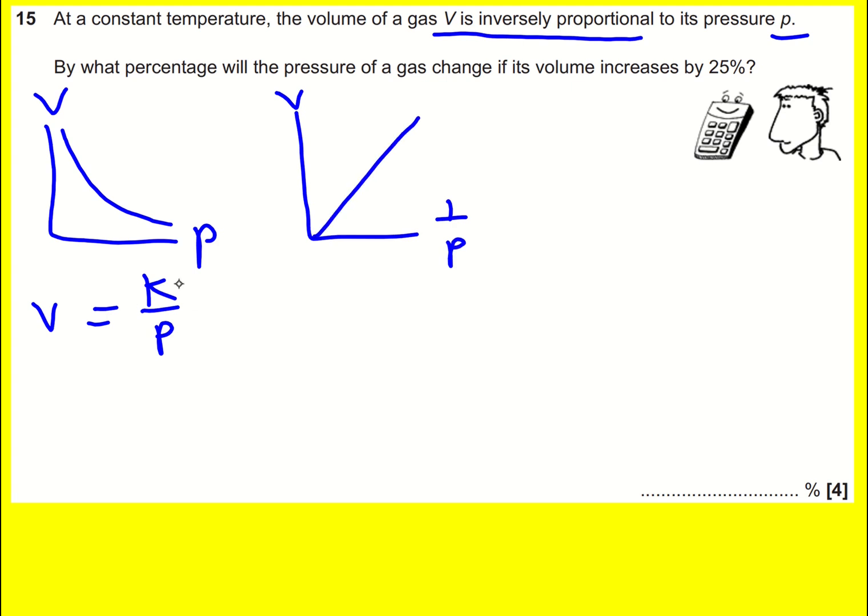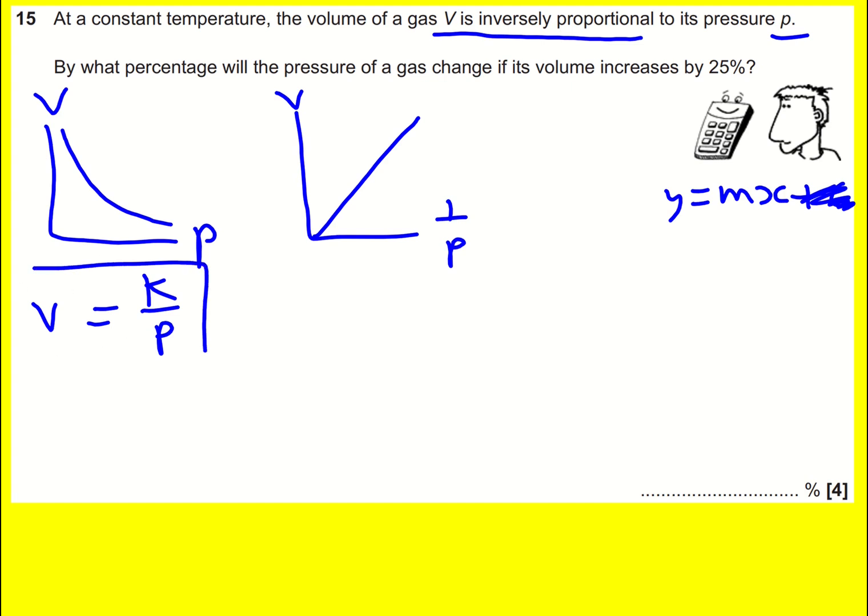And actually that links into this because we know that for a straight line we get y equals mx plus c. But in this case, it goes through the origin, so we can get rid of c. I've essentially replaced y by V, I've replaced m by k, and I've replaced x by 1 over P. So it becomes k times 1 over P, which is just k over P.